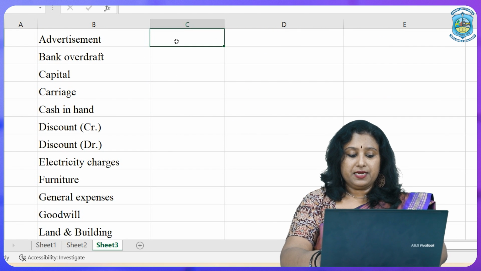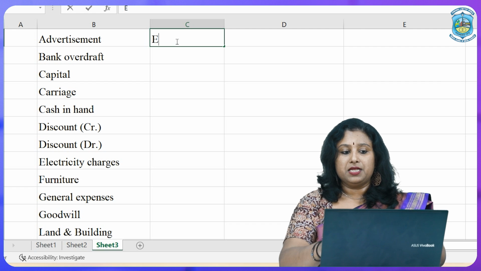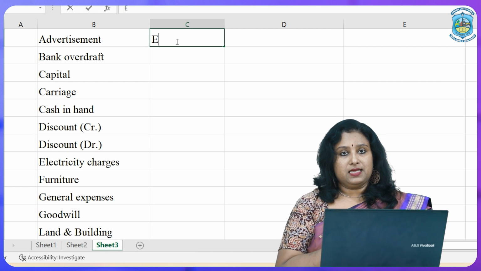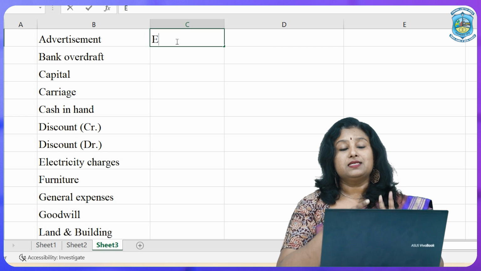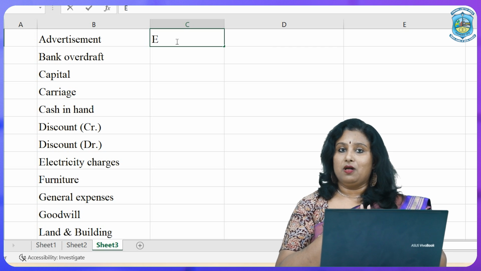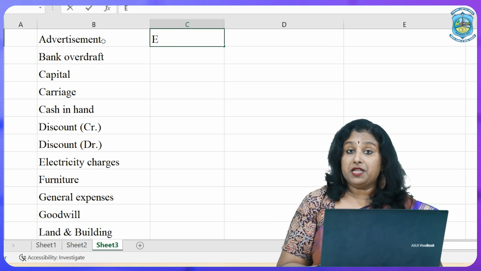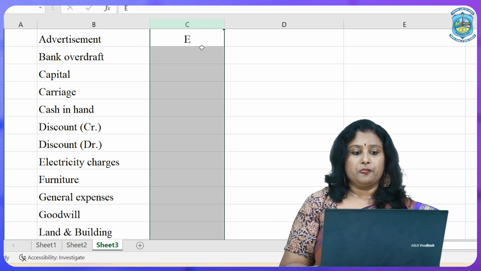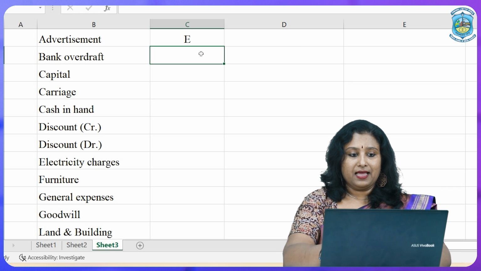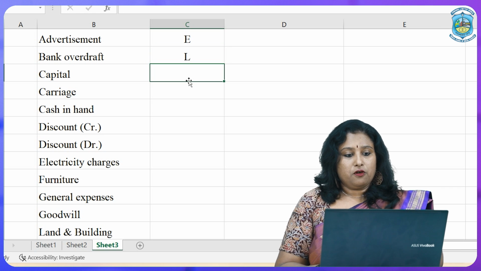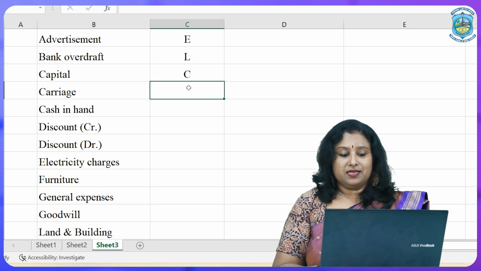Advertisement. What is advertisement? It is an expense. I am using just the initial to sort it up. Okay. So that makes A for assets, L for liabilities, C for capital, R for revenues and E for all the expenses. Thus, advertisement is an expense, and that is why I have written here E. Bank overdraft is a liability. Capital is capital, of course. Carriage again is an expense.